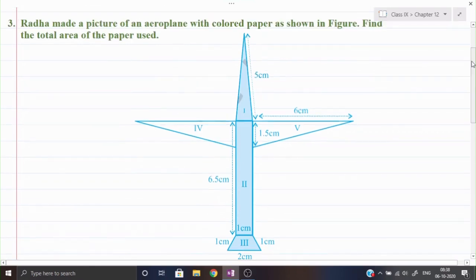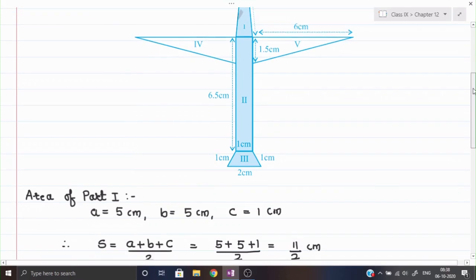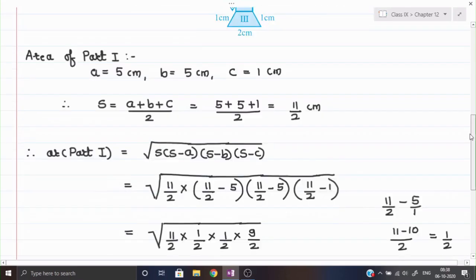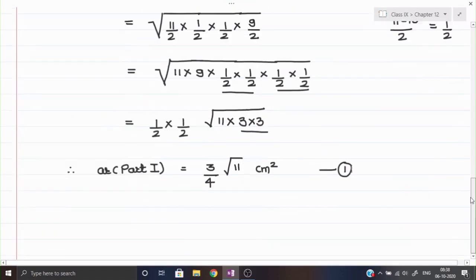Now see the second part. You observe it is in the shape of a rectangle, where the length is given as 6.5. Please read this figure carefully. And the breadth is given here as 1 centimeter. So we can say that the second part is in the shape of a rectangle, where length and breadth are clearly mentioned. So we shall find out the area of the second part.